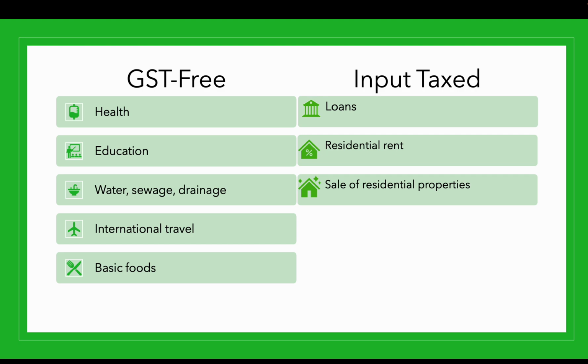There are a number of different goods and services that do not include a GST tax on them. Some under the GST-free status are health, education, water, sewage, drainage, international travel, and basic foods such as fruit and vegetables. Other goods and services that are GST-free under input tax are loans, residential rent, and sale of residential properties.